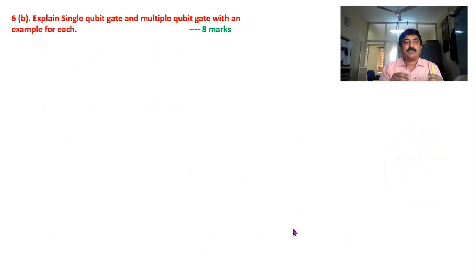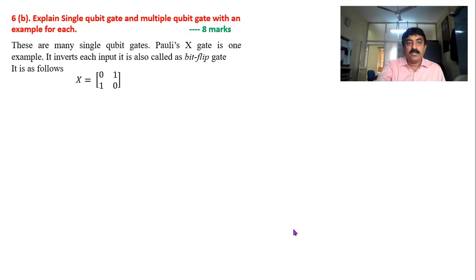Well, coming to the next question: explain single qubit gates and multi-qubit gates with an example for each. One single qubit gate, one multi-qubit gate. For single qubit there are many: Pauli's X gate, Y gate, Z gate, Hadamard gate, phase gate, like that. For multi-qubit also there are many. We have CNOT gate, CZ gate, Toffoli gate, swap gate, etc. So I take one single qubit gate and one multi-qubit gate.